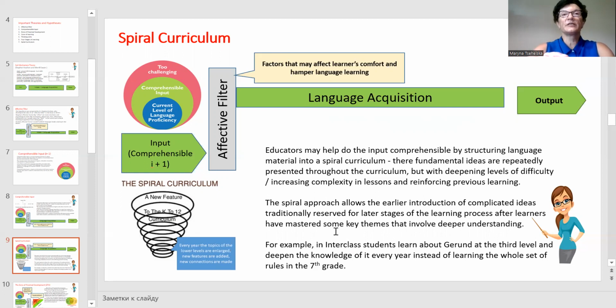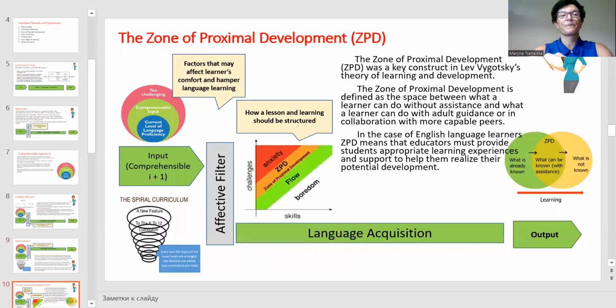My favorite example here is that in IntiClass, our students learn about gerund very early, like reading, speaking, answering the question what and doing what, and only much later they learn that it is gerund.